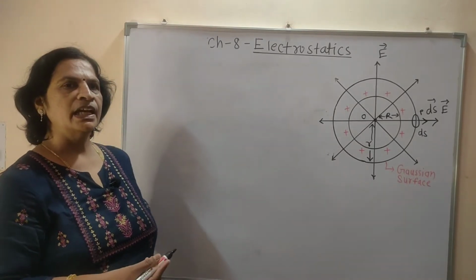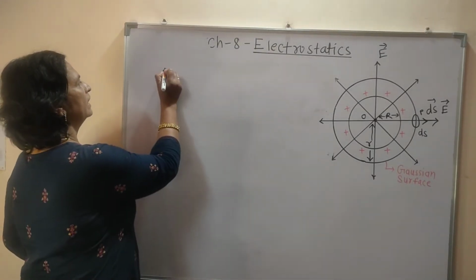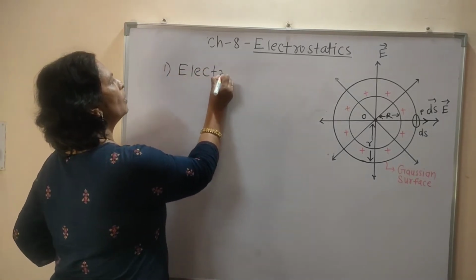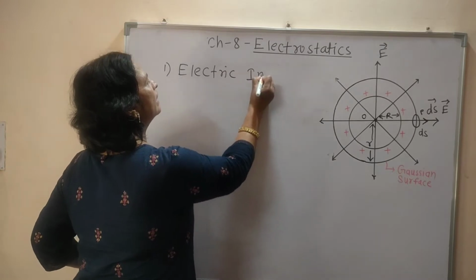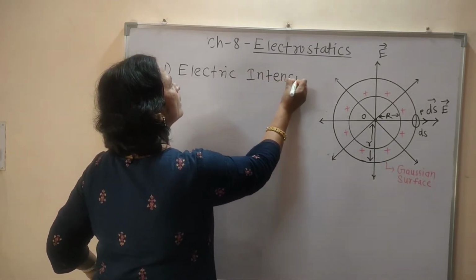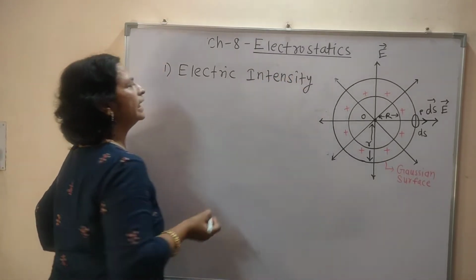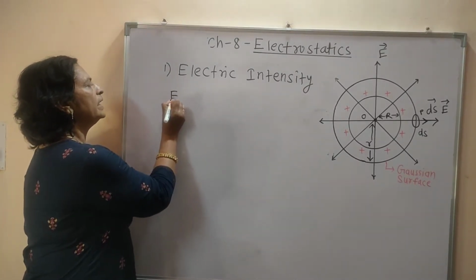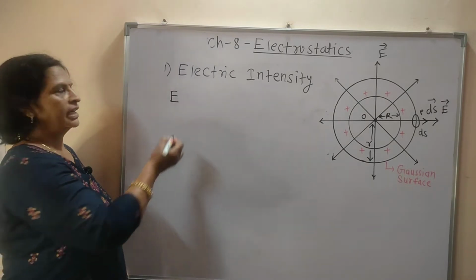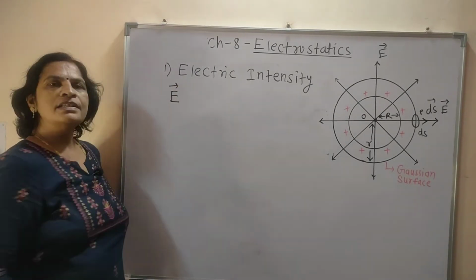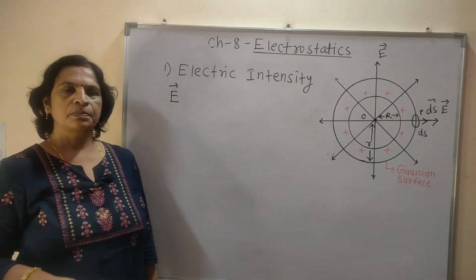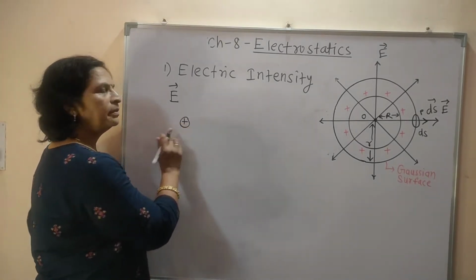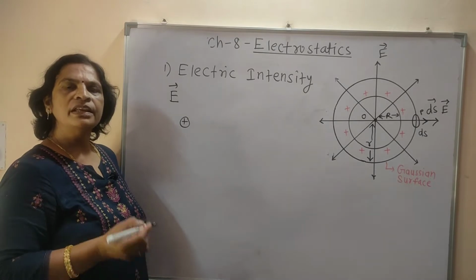First concept is electric intensity. What is the concept of electric intensity? Electric intensity is denoted with the letter capital E. It is a vector quantity. Then what is the concept of electric intensity? Suppose this is a point charge. It may be positive, it may be negative.